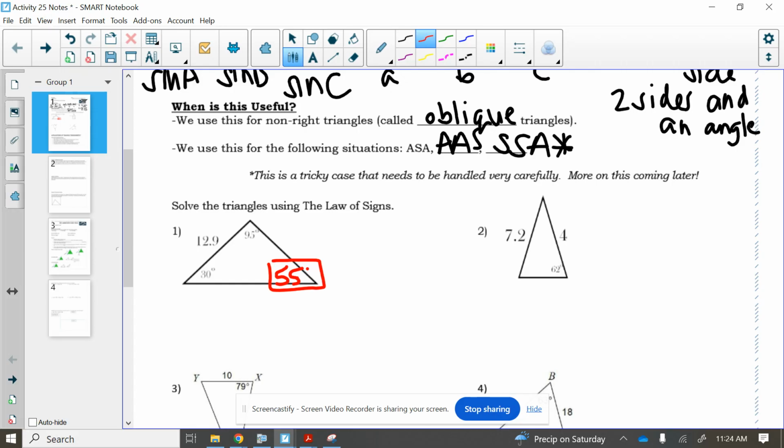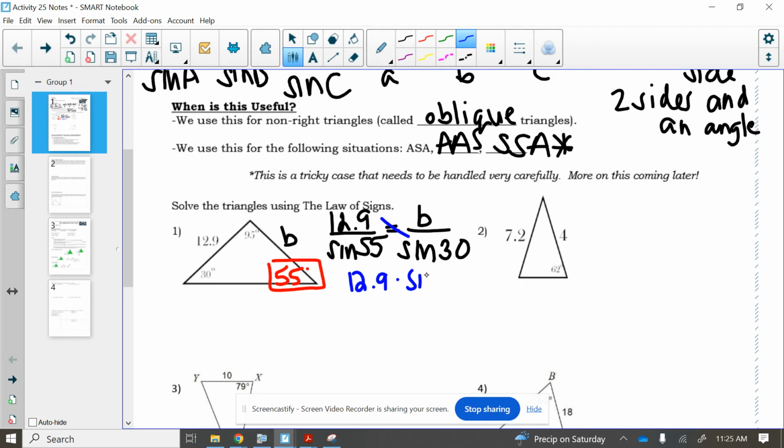Now that angle is going to be very important though, because now that we have it, we have the side across from it is 12.9. And now that we have 55 degrees, we will plug that in for the sine. And then we are going to want to find our other two missing sides. So I'm going to start with the smaller side, which is going to be across from the smaller angle. So if I'm solving for B, that's going to be across from the 30-degree angle, so I'm going to use sine of 30. And then we're just going to cross multiply.